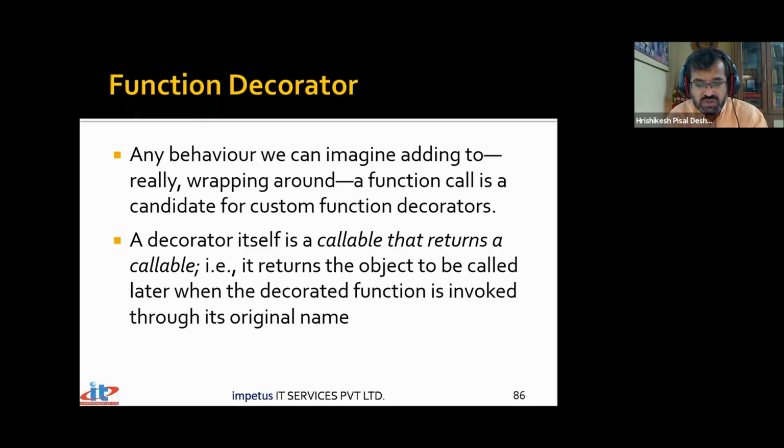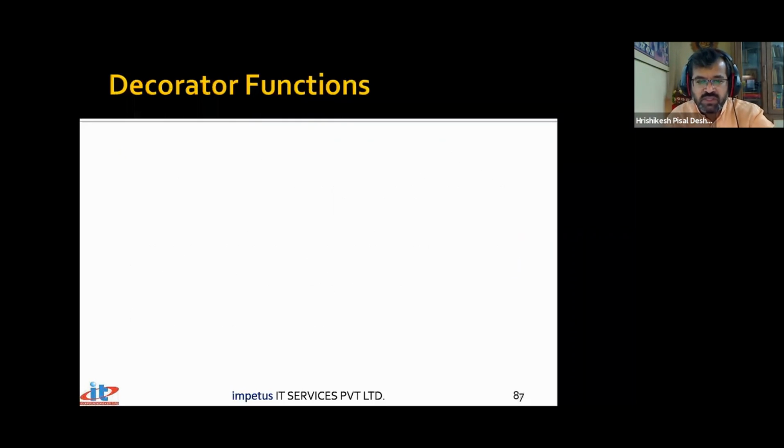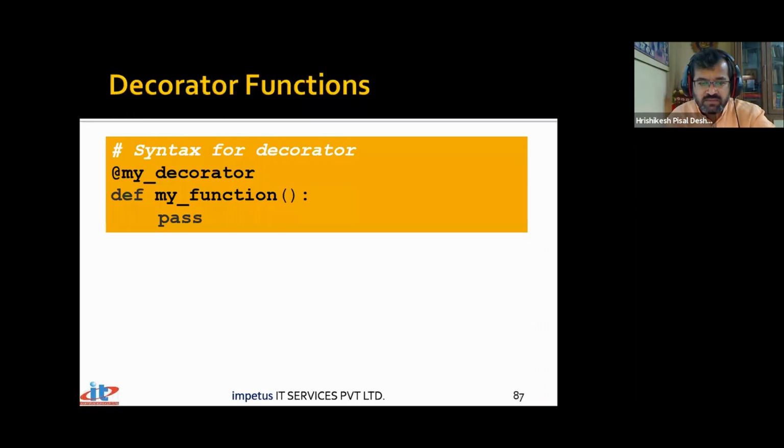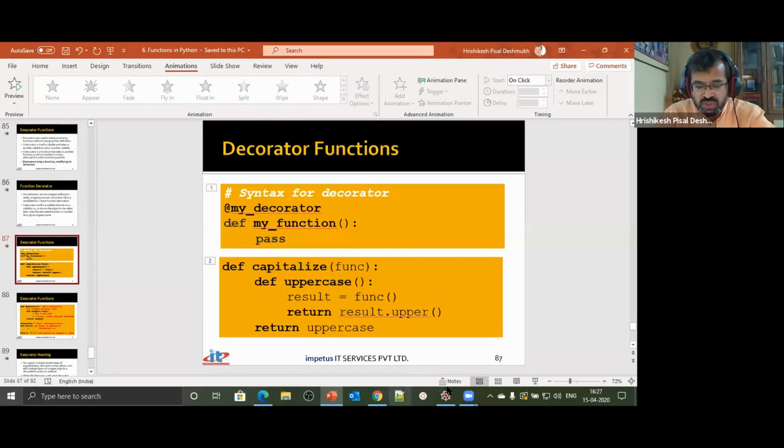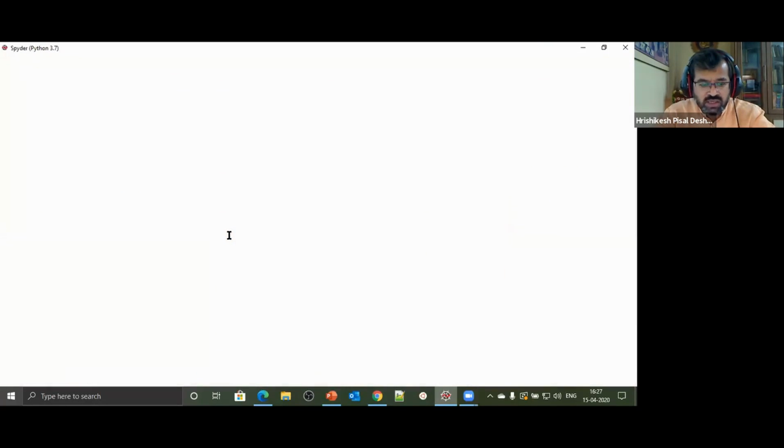So a decorator itself is callable and returns a callable. That means it is a function which will also return a function. It returns an object to be called later when the decorated function is invoked through its original name. Now, these statements may sound a bit confusing, but with the help of an example, things will become very clear. I'll come to the notation later. Let me take a simple example first, just to understand the basic idea about decorators.